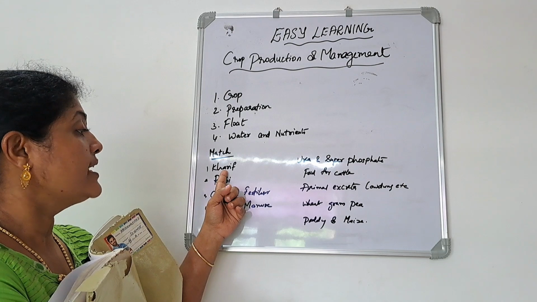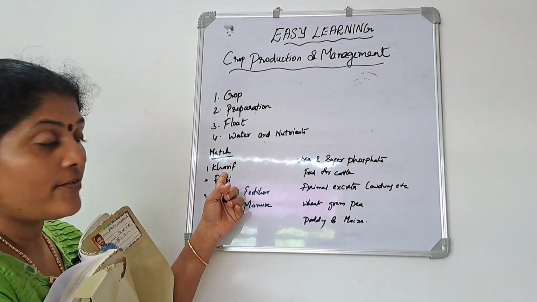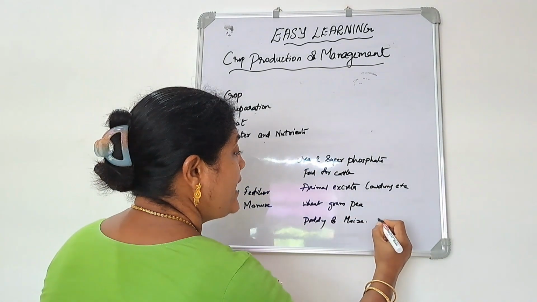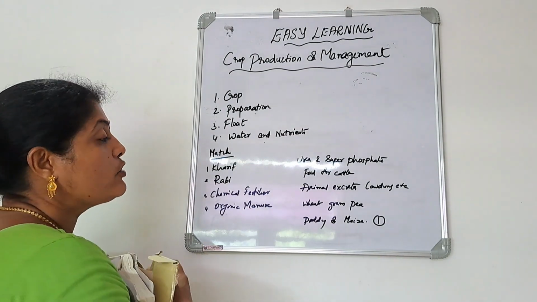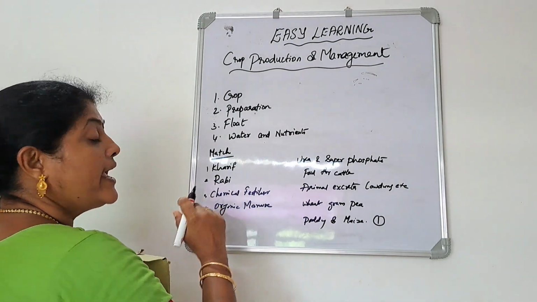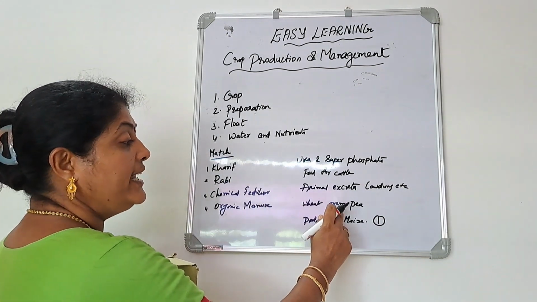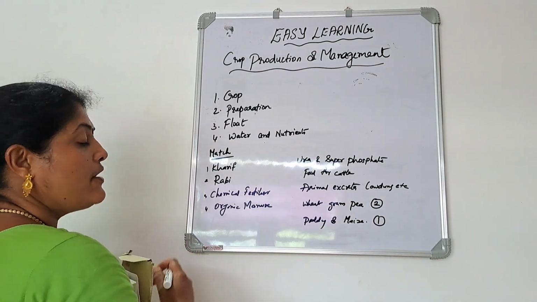So first one it is the kharif crop. The kharif crop means what? The crops which are grown in rainy season. So among this, which one will be the answer? That is paddy and maize. Second one it is rabi crop. Rabi crop means the crops which are grown in winter season. So here which are the crops which is given? Wheat, gram and peat.